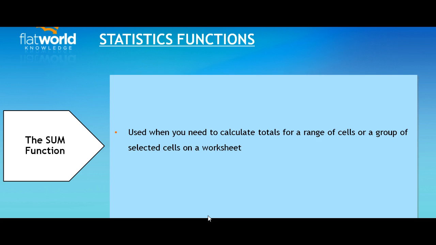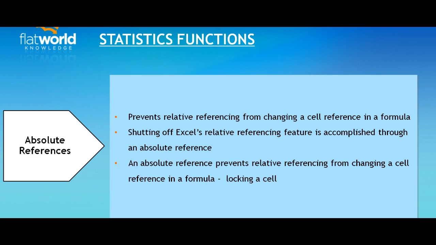creating your statistical function. So the sum function is the most common, and obviously we can see that on the top of your screen. It's the AutoSum, and it's used to calculate a group of cells, and it's going to calculate a total. So basically, it's adding. Now, absolute references. This is a great feature when you don't want relative referencing.